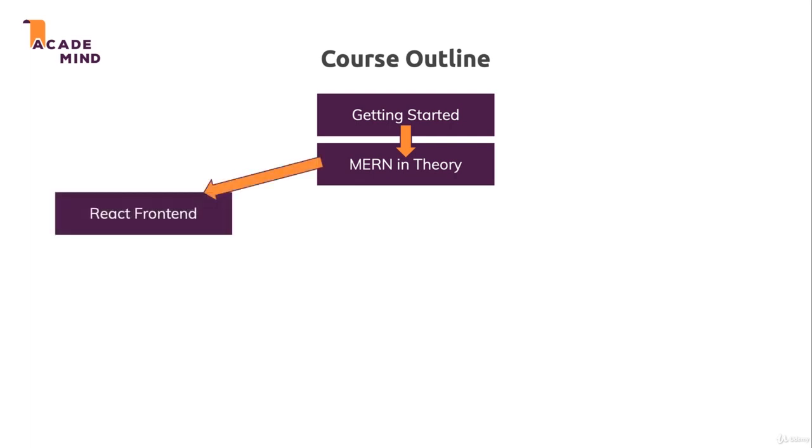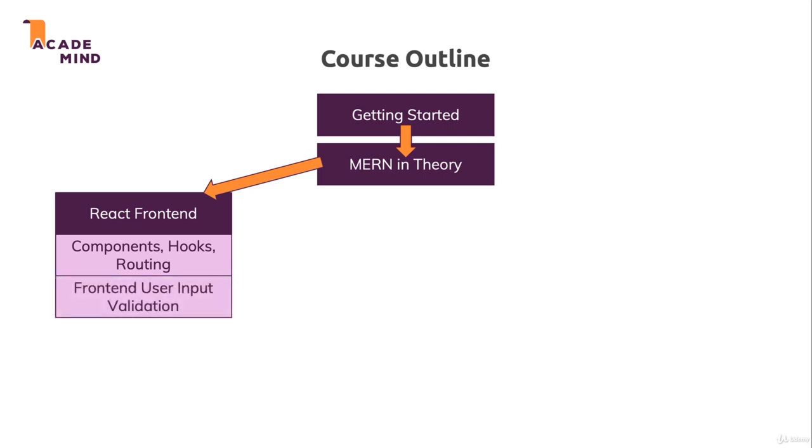With that theoretical part out of the way, it's time to dive into our course project then. We will start with the React frontend. For this, we'll use features like components, hooks, routing, and we'll also add front-end user input validation. And with that, towards the end of this module, we will have a nice looking and, from a front-end perspective, working application. What's missing here, of course, is the backend then.